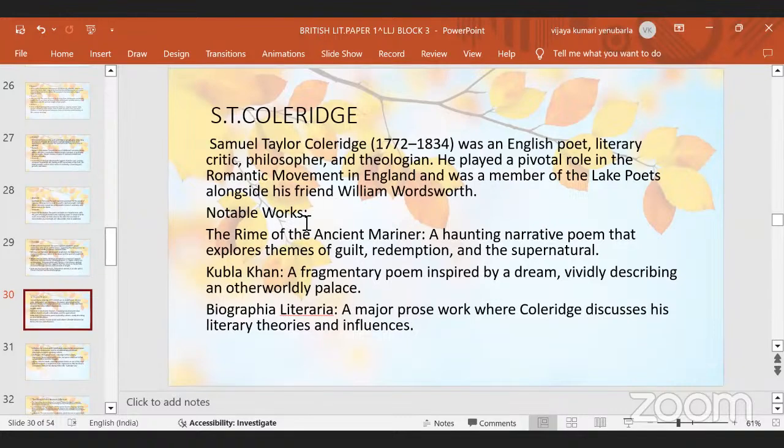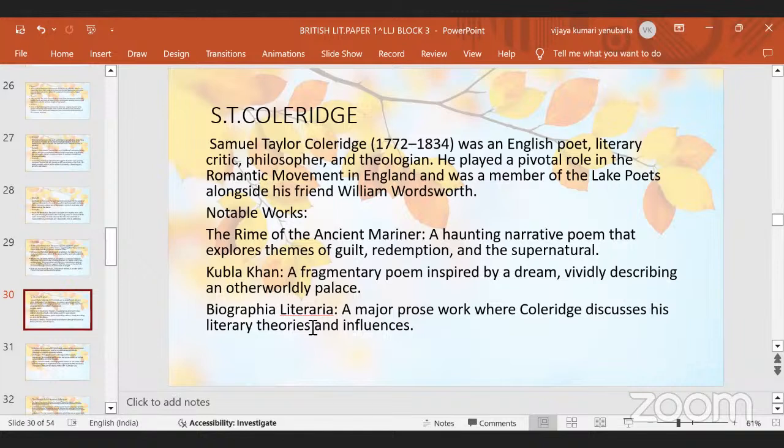his friend William Wordsworth. Notable works: The Rime of the Ancient Mariner, a haunting narrative poem that explores themes of guilt, redemption, and the supernatural. Kubla Khan, a fragmentary poem inspired by a dream, vividly describing an otherworldly palace. So it is about another world.